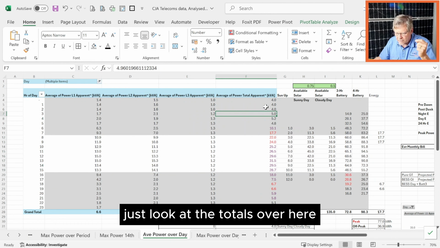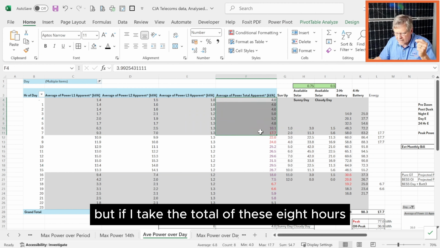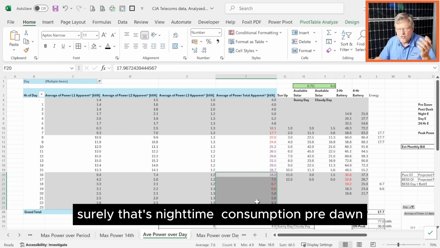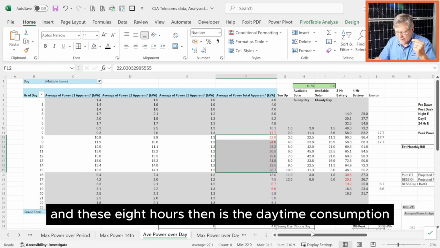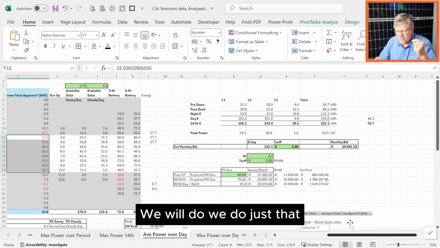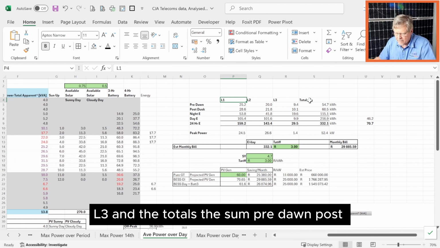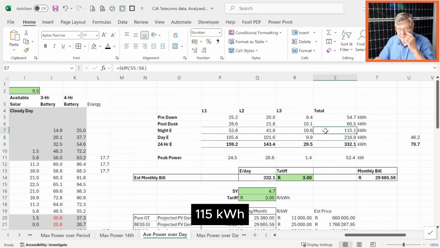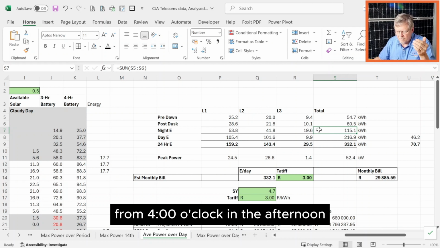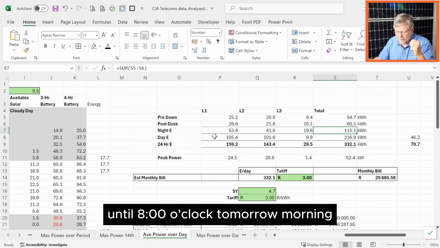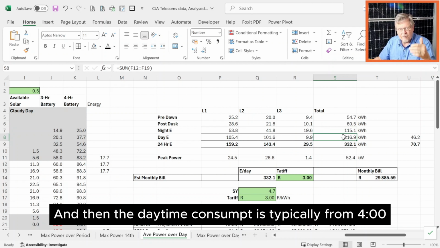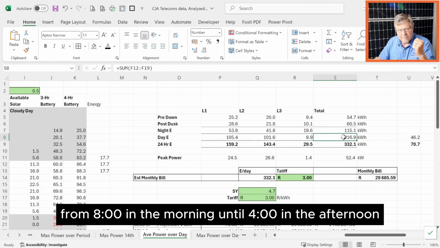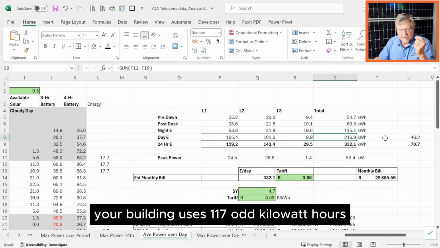Again, just looking at the totals over here. If I take the total of these 8 hours and I add it to the total of these 8 hours, surely that's nighttime consumption, pre-dawn, post-dusk, and these 8 hours then is the daytime consumption. We do just that. Here we've got again L1, L2, L3 and the totals. The sum of those two will then give me the nighttime: 115 kilowatt hours. That is what your building consumes from 4 o'clock in the afternoon until 8 o'clock tomorrow morning. And then the daytime consumption is from 8 o'clock in the morning until 4 o'clock in the afternoon. Your building uses 117 odd kilowatt hours.